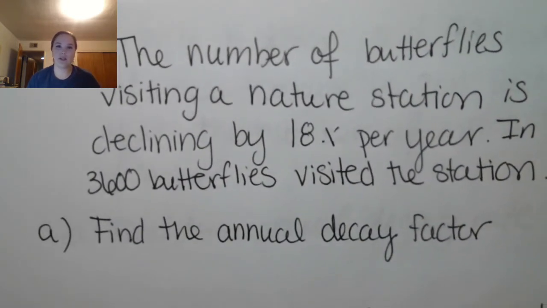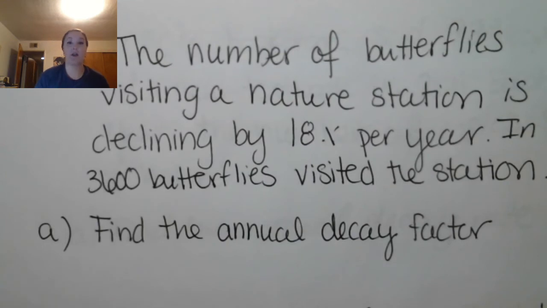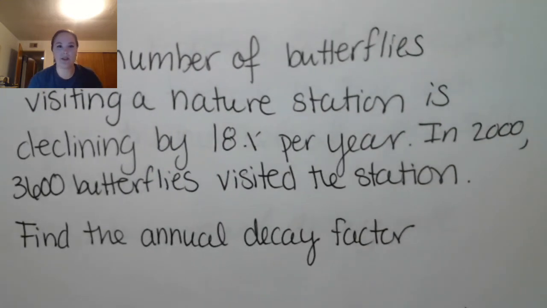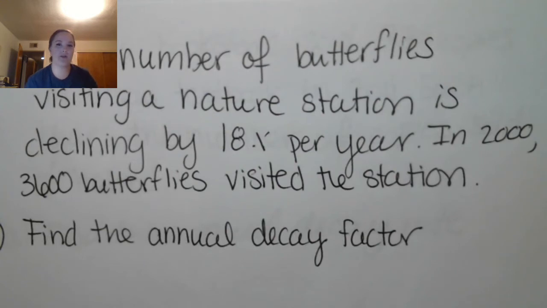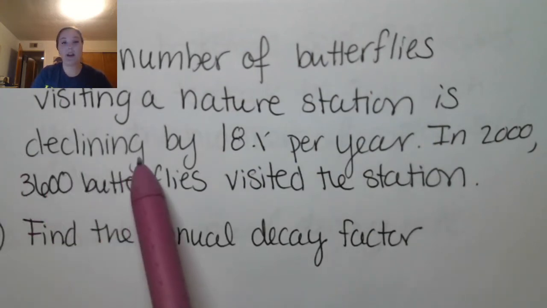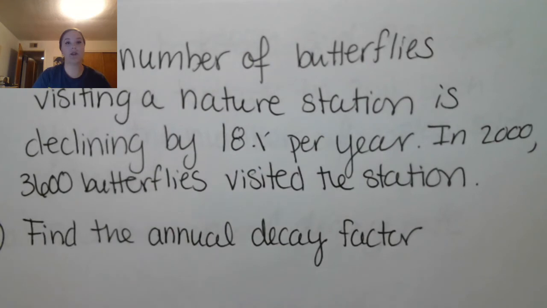The number of butterflies visiting a nature station is declining by 18% per year. In 2000, 3,600 butterflies visited the station. Okay, so this is our first example of exponential decay, and we know that already because it says it's declining, right? So it's going down, which is the same thing that decay means. Okay, so let's find the annual decay factor.